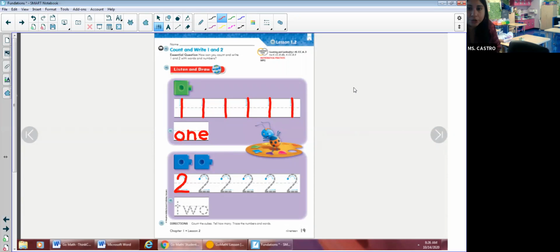So we're going to trace the number 2 all the way across. Start at the blue dot, up, down, around, and out. And you keep tracing the number 2 until you reach the very end. Okay? Then they showed us the word 2, which is spelled with the letters T-W-O. So we are going to trace those letters to form the word 2. T-W-O.